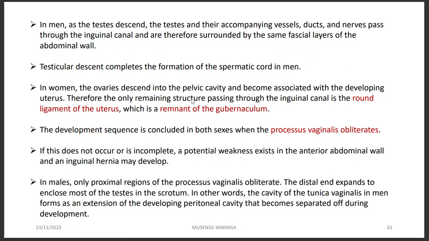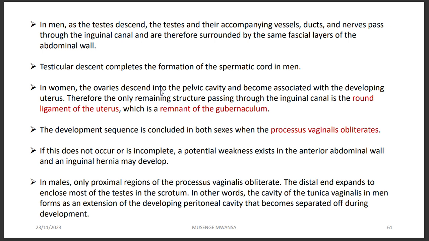In women, the ovaries are going to descend and then they are going to go into the pelvic cavity. And there they are going to develop with associated structures like the uterus. So the only remaining structure passing through the inguinal canal is going to be the round ligament of the uterus in females. And the round ligament of the uterus is actually the remnant of the gubernaculum, which is the same structure, so it's directing the movement of these parts.